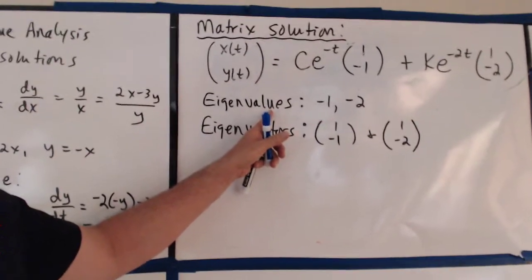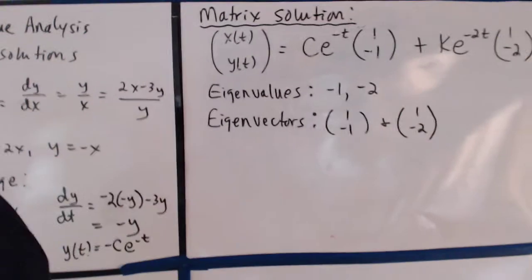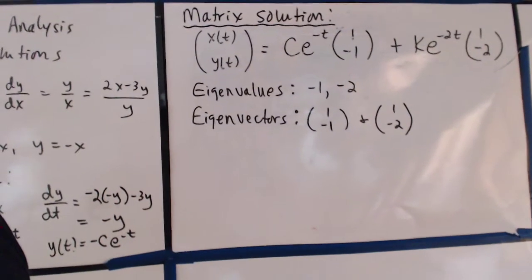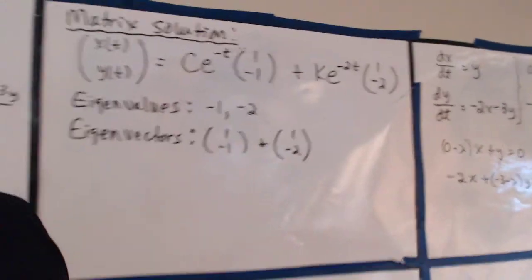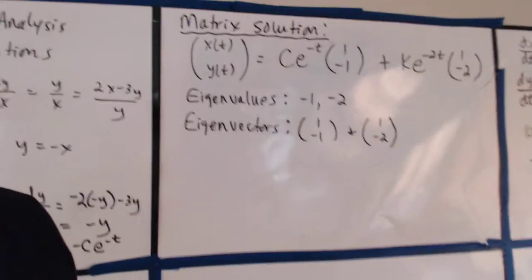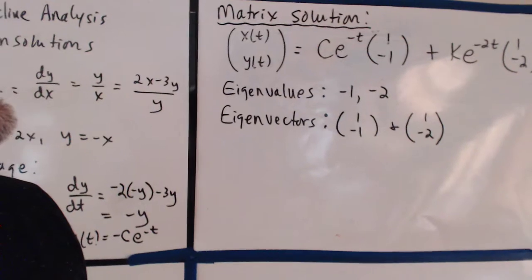All right, so now you have some more terminology here. The eigenvalues are those exponents, the negative 1 and the negative 2. The eigenvectors are those vectors that are associated with those straight line solutions, or eigensolutions.